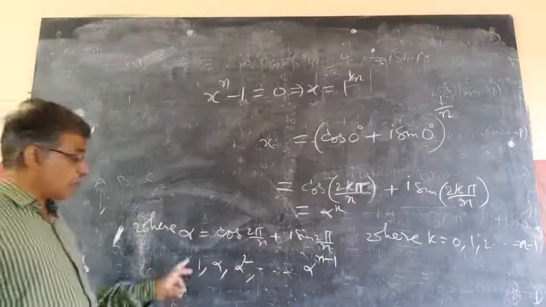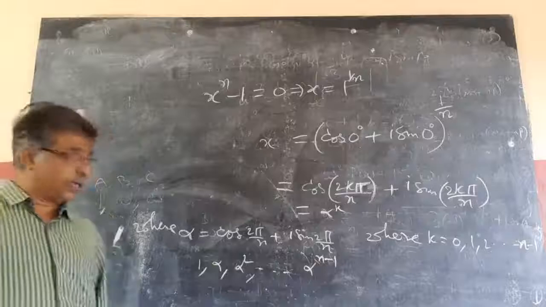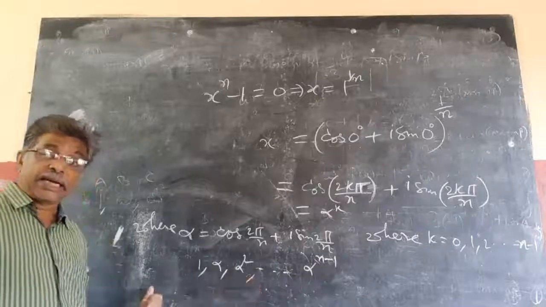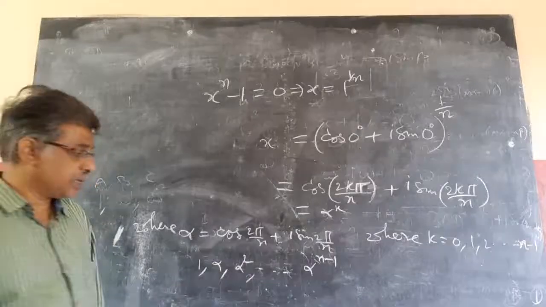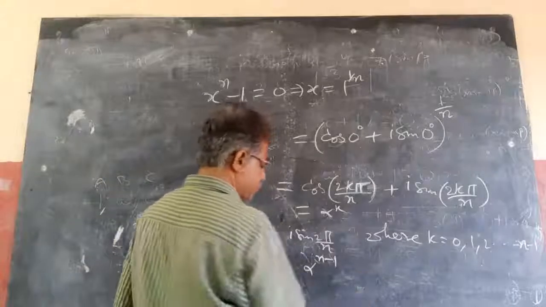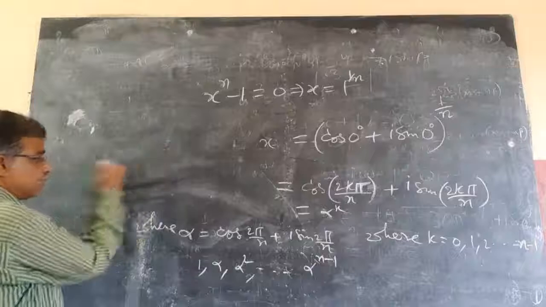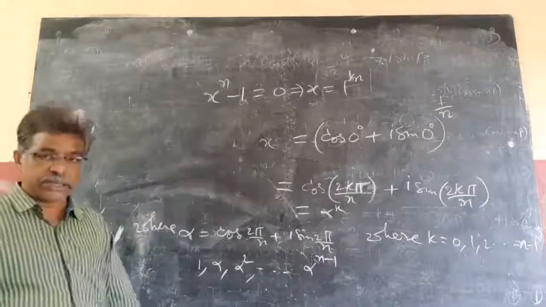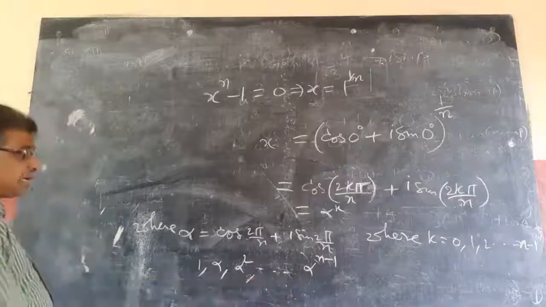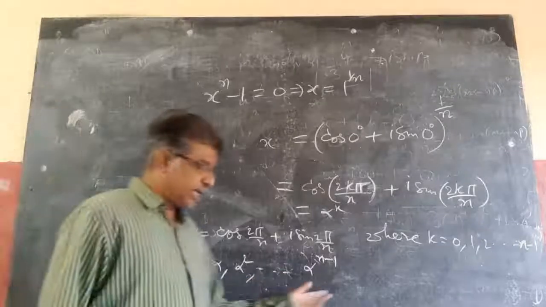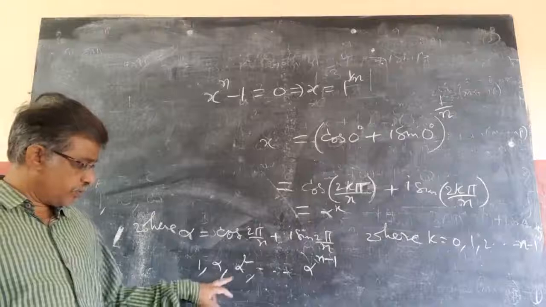If you observe now, 1, alpha, alpha square and so on, these are in geometric progression. So nth roots of unity are in GP. Like the previous cube roots of unity, we discuss some properties. Now nth roots of unity are in geometric progression, first thing, with common ratio alpha.